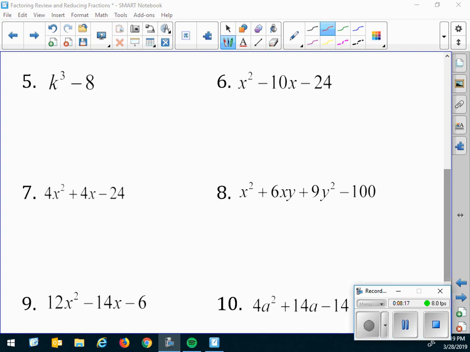Okay, so let's look at the steps. Number 1, check for GCF. Does number 5 have a GCF? No. Number 2, take the cube root of each term. What's the cube root of k cubed? What's the cube root of 8? Good. The next step says plug in A and B and use SOAP for signs. Same, opposite. I'm so proud of you.